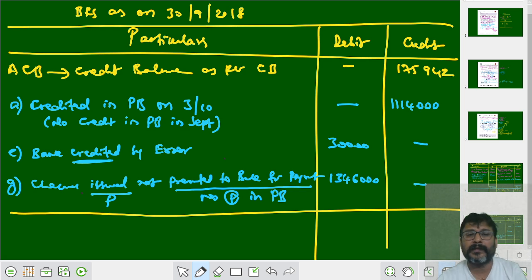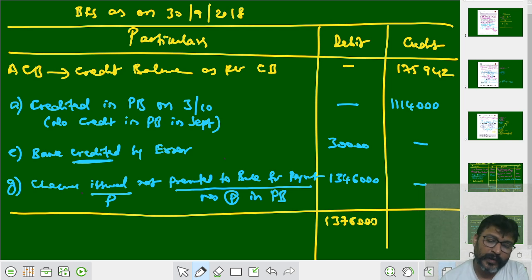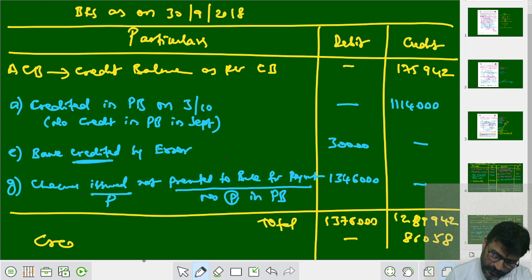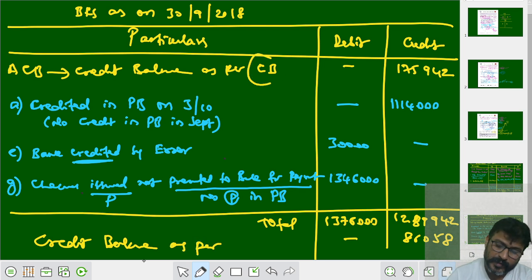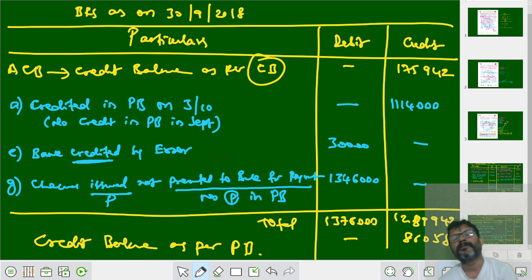Work out the total of debit. The total of debit comes to an amount of rupees 13 lakh 76,000. Work out the total of credit. It comes to rupees 12 lakh 89,942. What is the difference? Less on the credit side, 86,058. That one is called total. This one is called credit balance as per passbook, started with cash book, end with passbook. So this is the solution for this particular ACB.